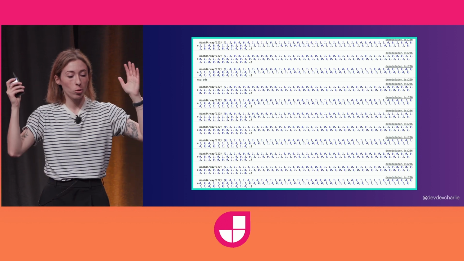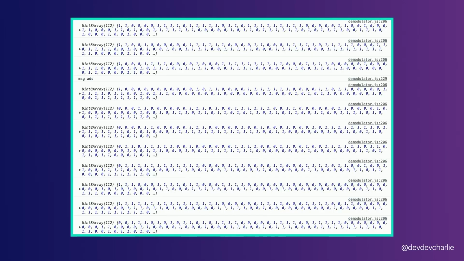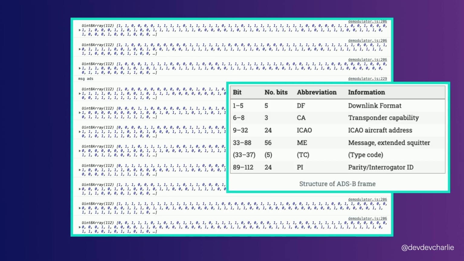Once the data is passed into the demodulator, you get arrays of 112 bits, which is exactly the amount of data that we wanted. So you have arrays of length 112, with a lot of different bits, zeros and ones. If we bring back the table that I showed you earlier, we're going to talk about downlink format. When you do research, you realize that civil aviation uses downlink format 17. It means that you can have a military plane, but we don't want that.